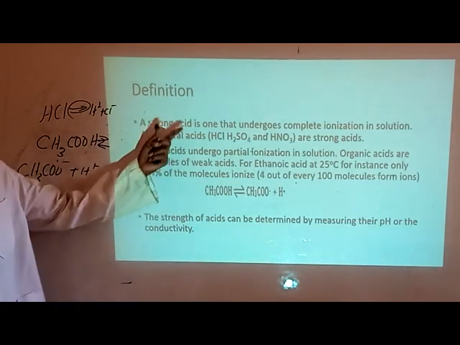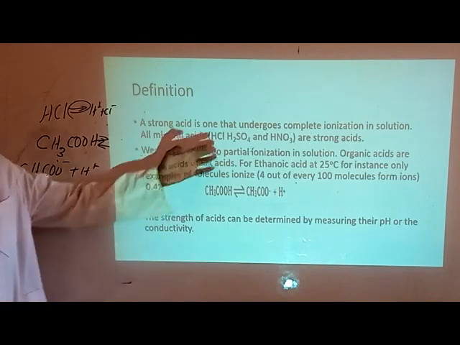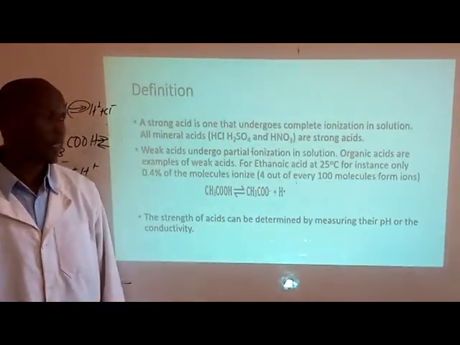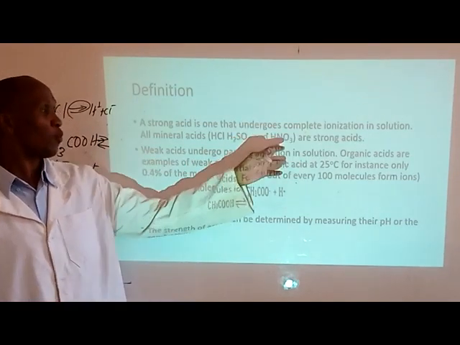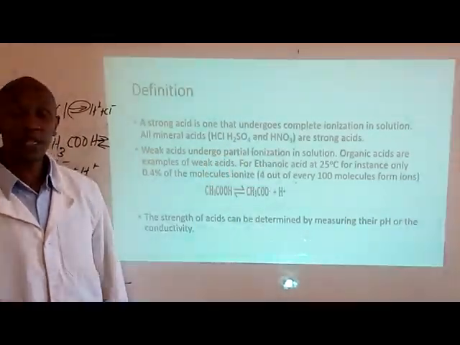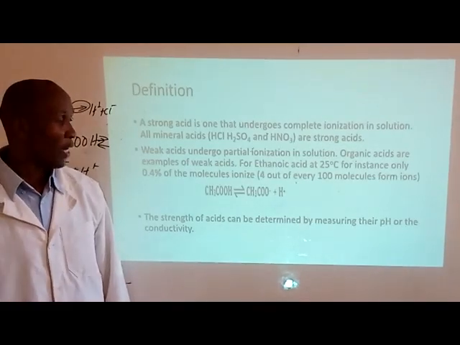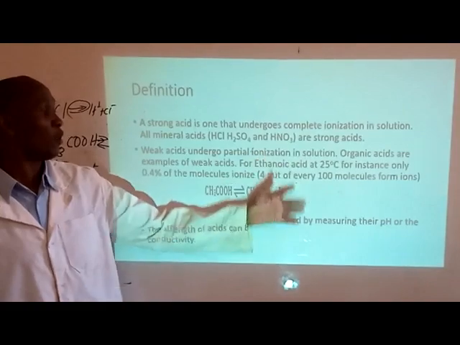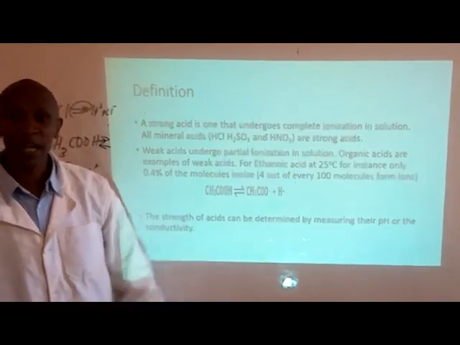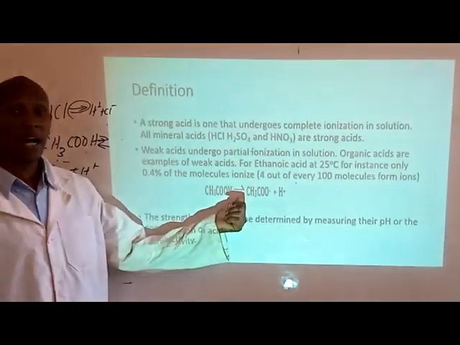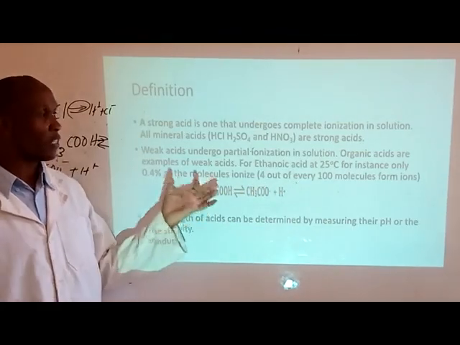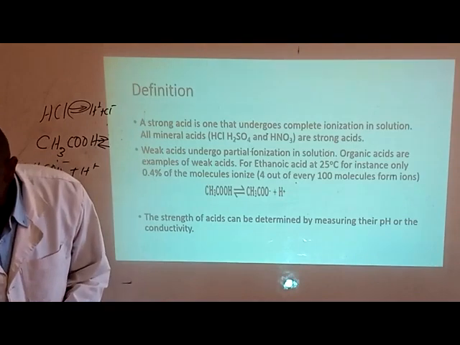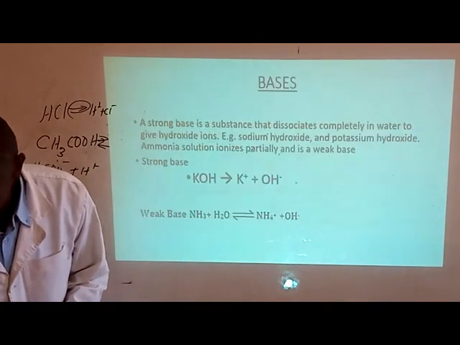Now, therefore, we define a weak acid. Note, a weak acid is one that undergoes partial ionization. A strong acid is one that undergoes complete ionization. A weak acid will undergo partial ionization. Organic acids will fall under this category, and carbonic acid too. It will be a weak acid in the sense that it will ionize partially to form the carbonate ion and the hydrogen ion.